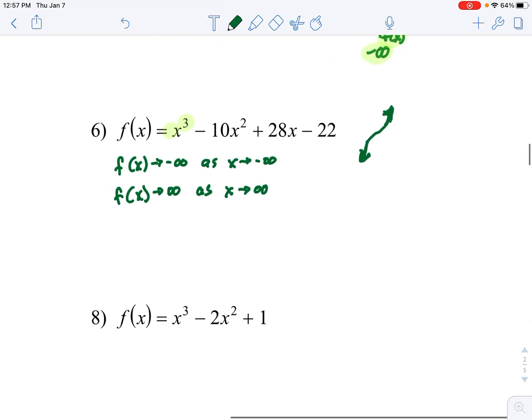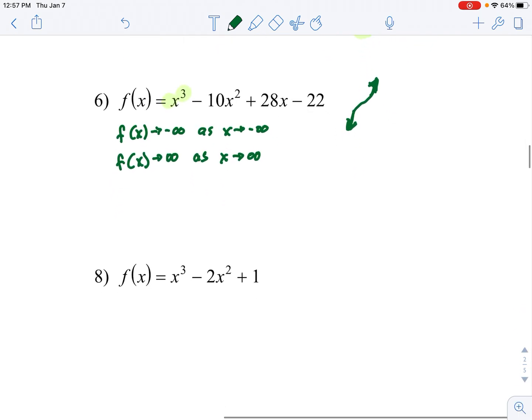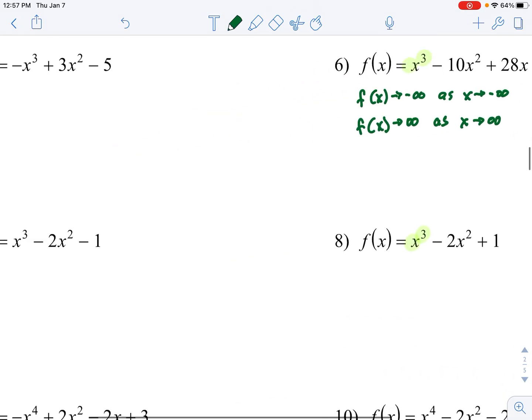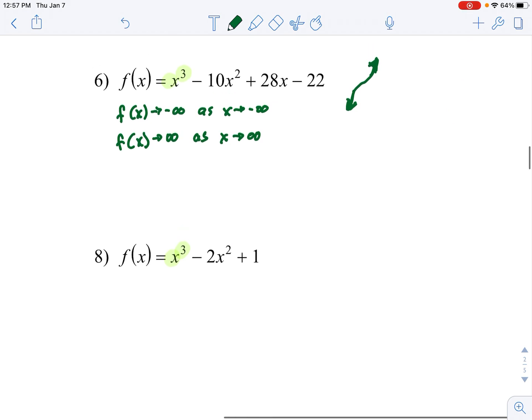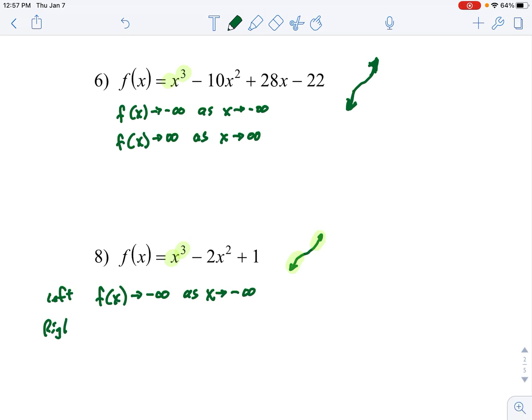All right, number 8. Well, heck, number 8 is the same as number 6. All right, that wasn't very creative of me. Positive and odd. Maybe I should have made this one negative and odd. Oh well. Your homework is at least different, but okay. Again, this one goes like this particular shape, down to the left, up to the right. So f of x goes down, negative infinity, as x goes to the left, negative infinity. And we always do left first, right second, just to be consistent.